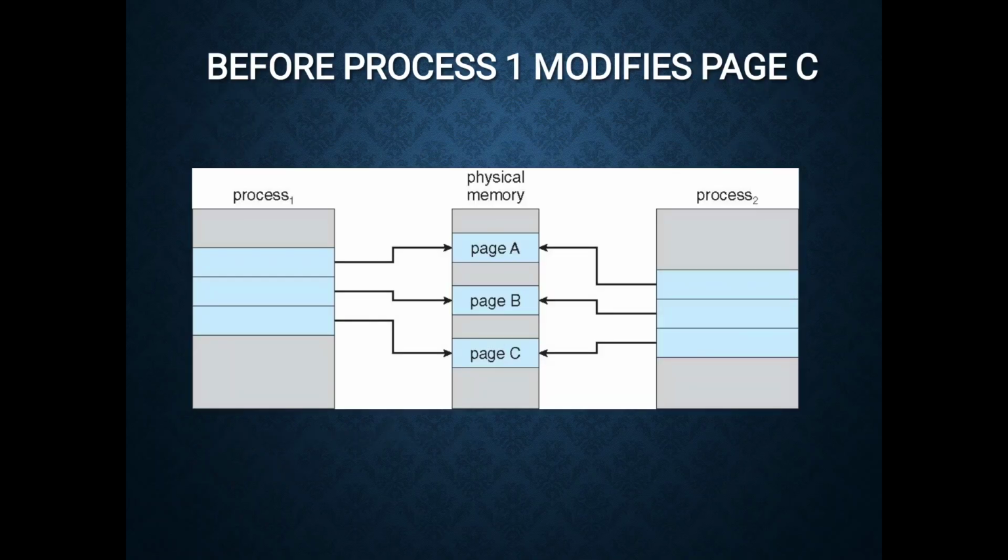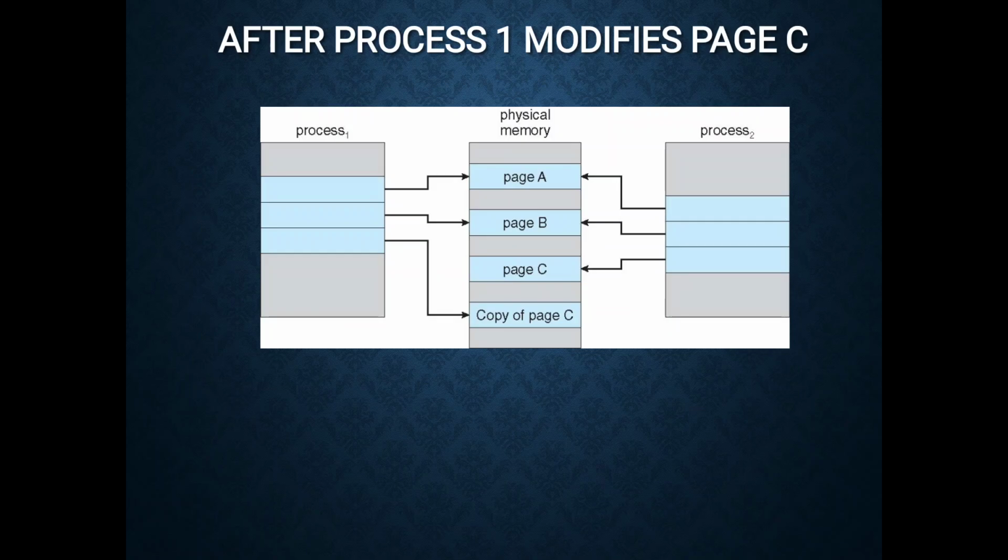Before process 1 modifies a page, we look at the structure of the pages. Okay, next, after process 1 modifies the page, if we need to add more pages, we make a copy of that particular page, page C, in the physical memory.